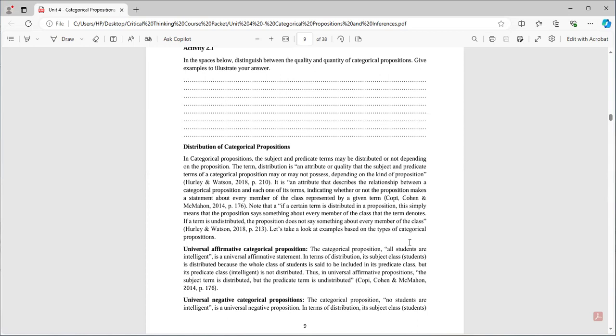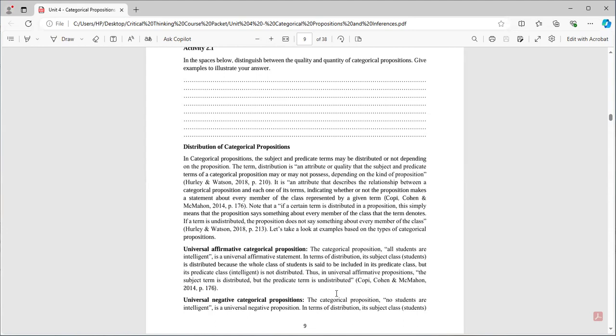So all of them are included in the predicate class. But the predicate class is not distributed. So the predicate class is undistributed because it is not saying that all members of the class of intelligent people are included in the class of students. So anytime you have a universal affirmative proposition, the subject class is distributed, but the predicate class is not distributed.